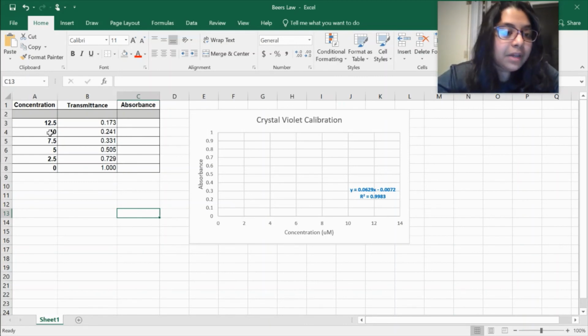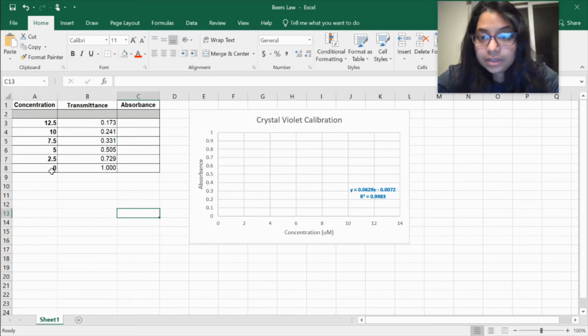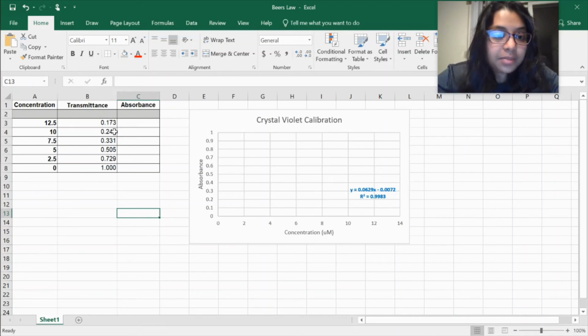So I have my concentration values here. Those are my 5 solutions. I actually added a 6th data point for no concentration. So this is the last one where there is just water and there is no crystal violet at all. And that should give me a transmittance of 1, because we want our line of best fit in our graph to go through 0. Okay, so here are my transmittance values that correspond to these concentrations.